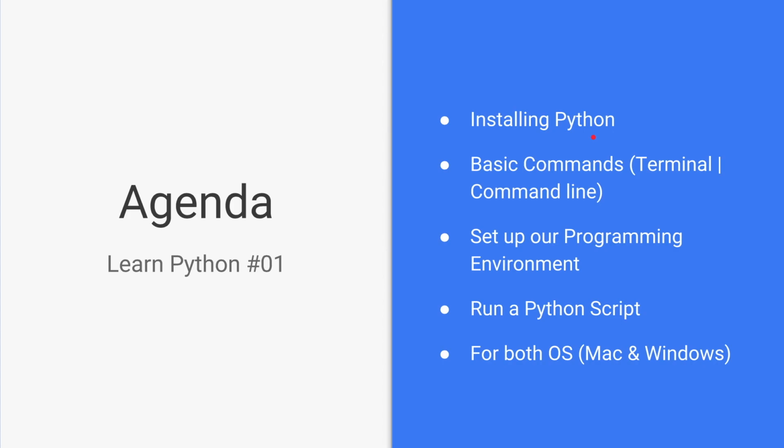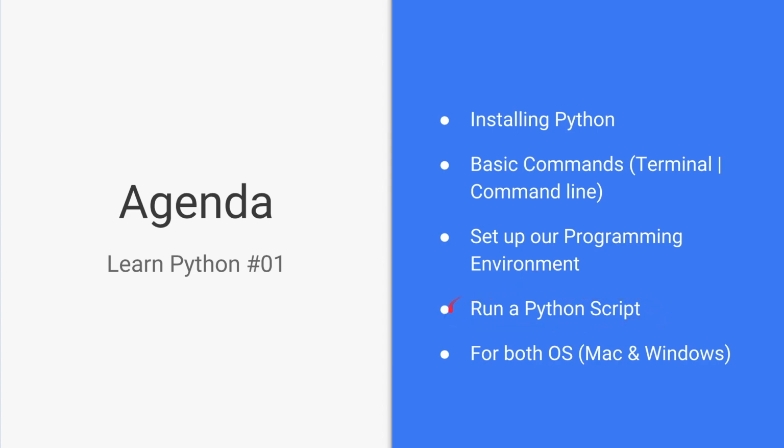So we'll be installing Python. We'll be going over some of the basic commands there are in the terminal if you're on a Mac operating system, or in the command line if you're on Windows. We're going to set up our own development environment. We're going to run a Python script.